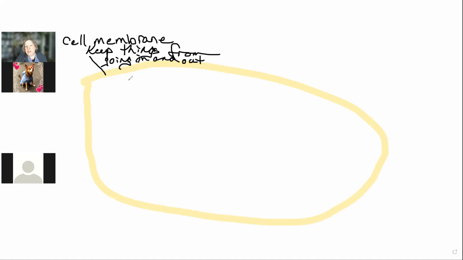Okay, so, but we do need things to go in and out. What helps things go in and out? That's technically a part of the cell membrane, but I tend to do them separate. Phospholipids? Yes, phospholipids are a part of the cell membrane. Okay, let's go ahead and put phospholipids here.